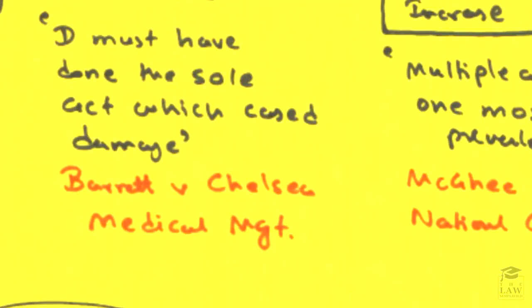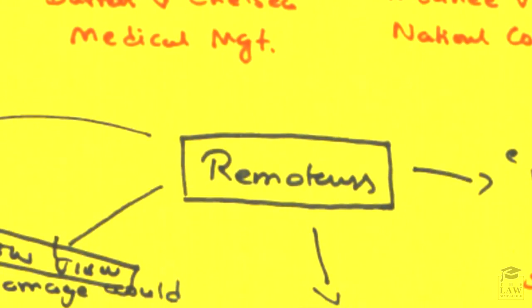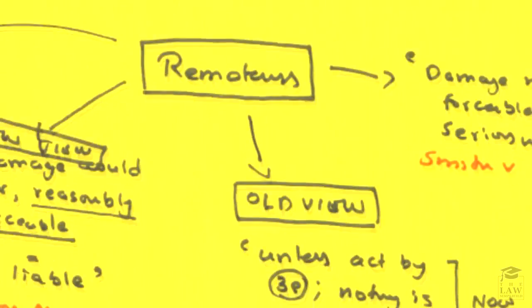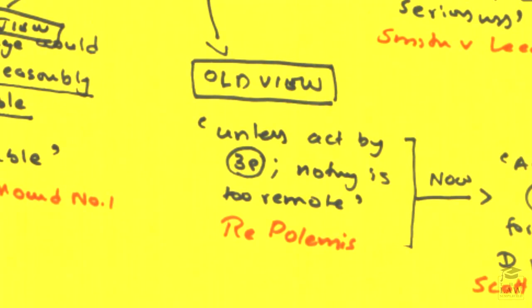The final element in rounding out what the tort of negligence is, or whether it has been committed, is remoteness. There are a string of cases that need to be considered, and I won't go into detail here because they are available in the case summaries, and I urge you to look at them and study them. But suffice to say, where it all starts is in the old law, as in Re Polemis, where it states that unless the act was by a complete third party, nothing is too remote.